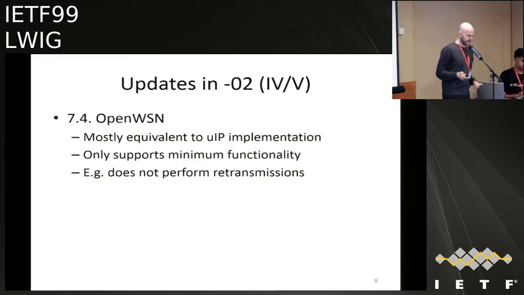Then we have also added details on the OpenWSN TCP implementation, although this subsection is fairly shorter than the previous one. Overall, the idea is that OpenWSN is, according to the details we have received, mostly equivalent to the micro IP implementation. It is really minimal. And as in micro IP, there's a problem with not performing retransmission. So the application developer needs to take care of this.